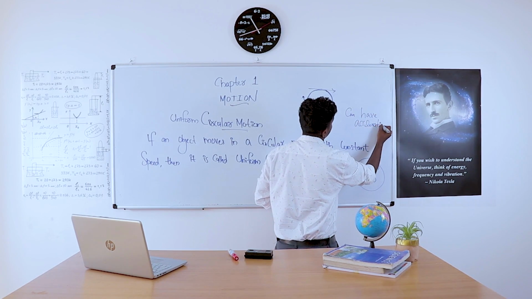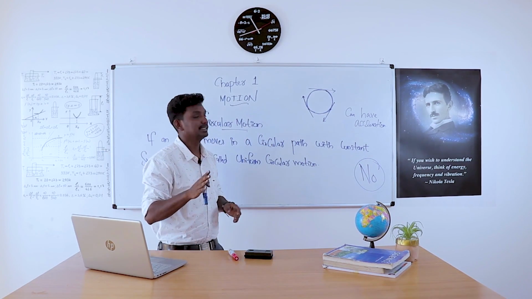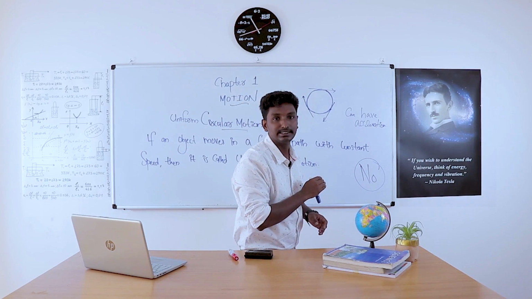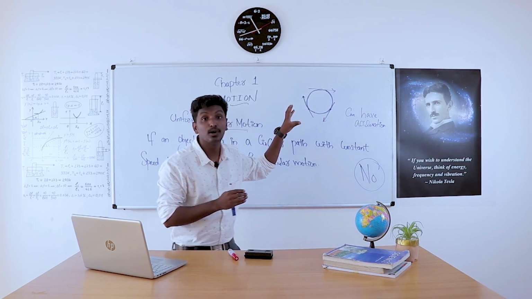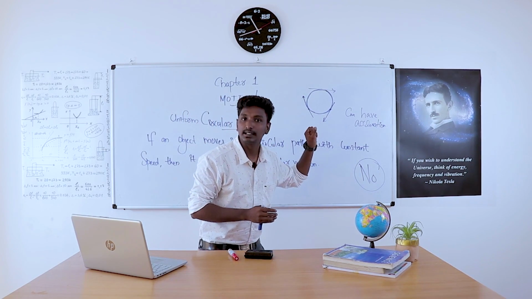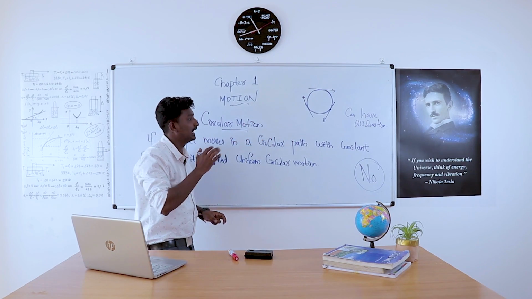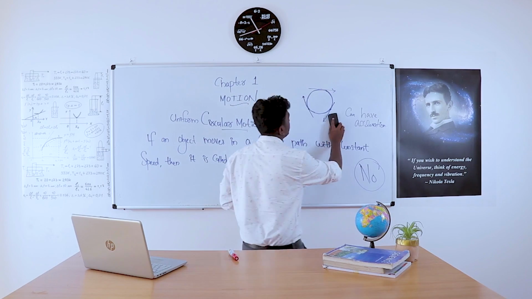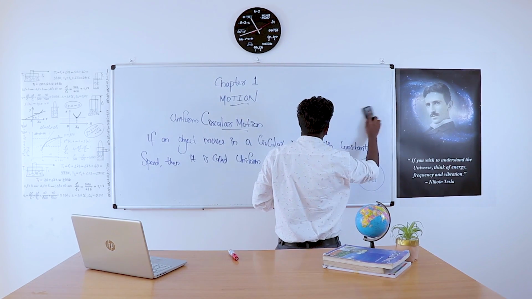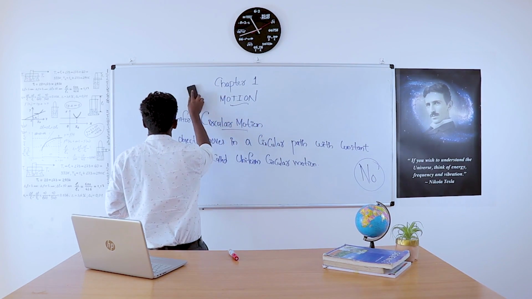Now you can answer the question. Can a body have constant speed but acceleration? Yes, a body can have constant speed but acceleration in uniform circular motion. That's all about circular motion and uniform circular motion. This is the last topic of our first chapter, motion. This is the last theoretical topic.